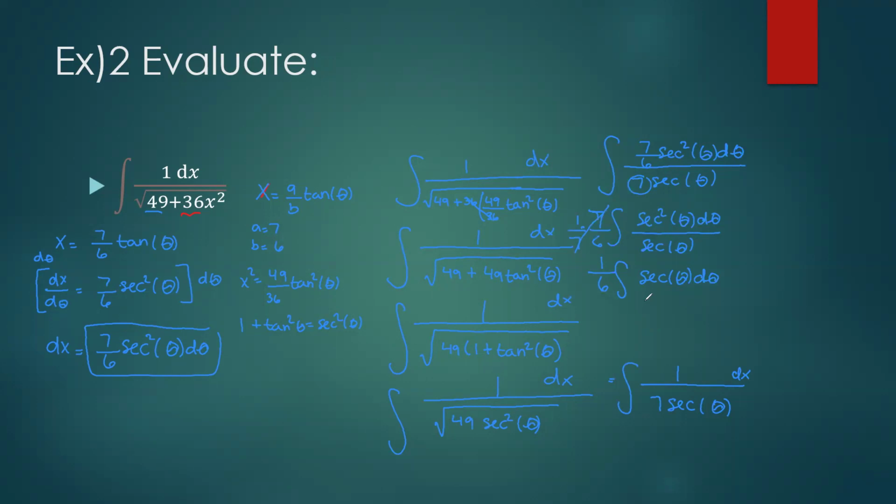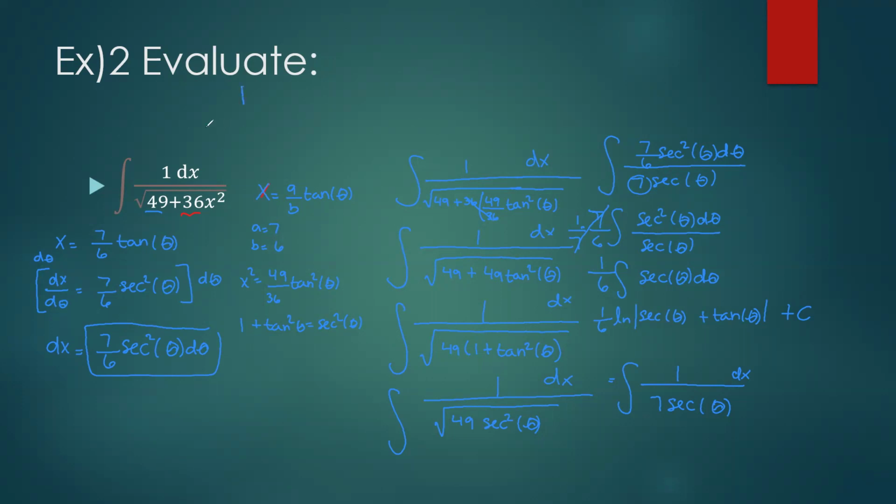Well, so the integral of secant theta is actually going to be, when you bring down the 1/6, 1/6 ln of the absolute value of secant theta plus tan theta, absolute value, plus c. But that can't be our answer because remember our final answer has to be in terms of x. So I'm going to draw my right triangle.